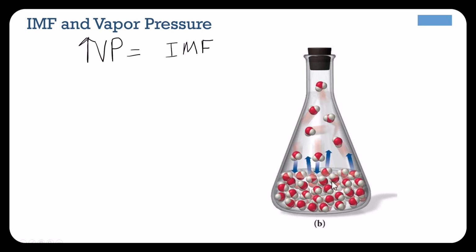If there is a weak intermolecular attraction between these particles, they will more readily become a gas. So we're going to see a larger portion or a larger number of these particles that become a gas. They break those intermolecular attractions, they become a gas, and that will increase our vapor pressure. So the weaker the intermolecular force, the higher the vapor pressure is going to be. There's going to be more particles up here as a gas.